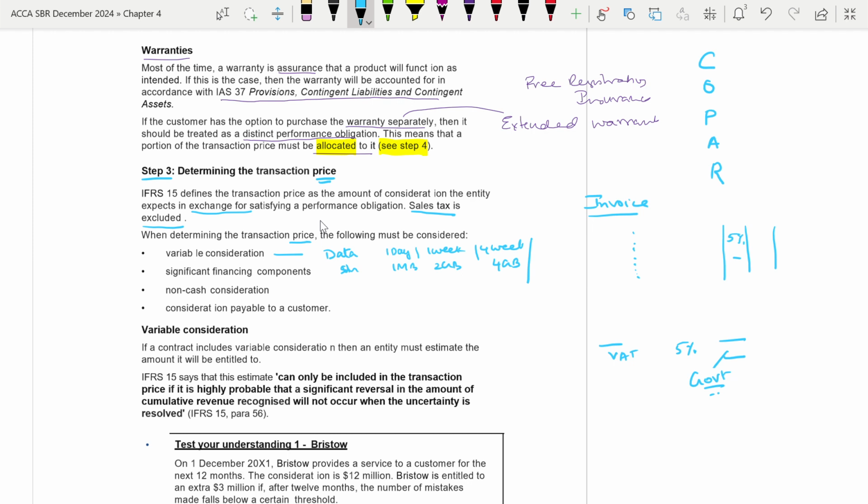Significant financing components: how you are going to finance this, how you are going to pay for it. Sometimes interest is added. You are buying a car on loan. When you are buying a car on loan, people say that the value of the car is 20,000. But we are buying it on a loan, so what do we have to include? We have to include the amount of interest also.